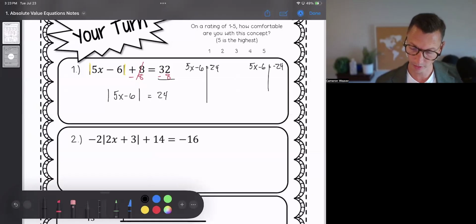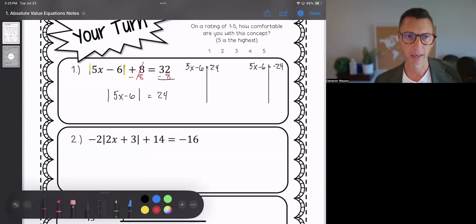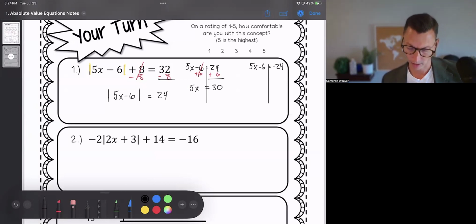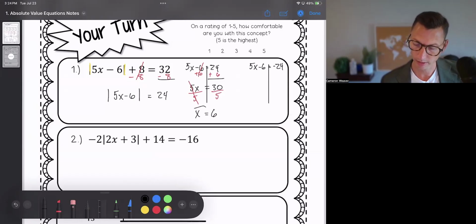So now we just simply have to work and solve both equations. 5x minus 6, that minus 6 is our constant, so we're going to add 6 to eliminate that. 5x drops. 24 plus 6 gives us 30. Side by side, you must divide. 5 times x, the opposite of times is to divide. So here, x equals 6. 30 divided by 5 is 6.